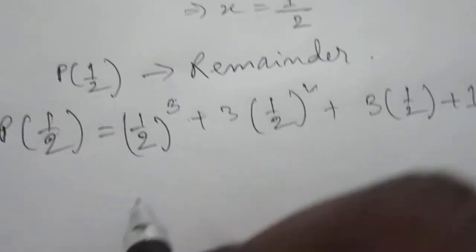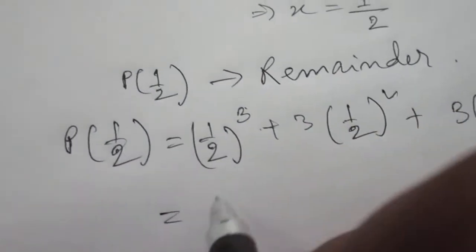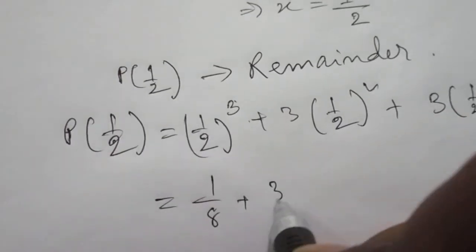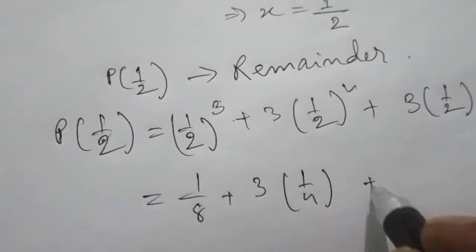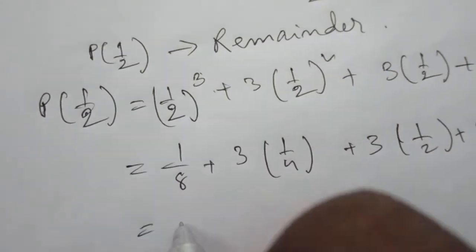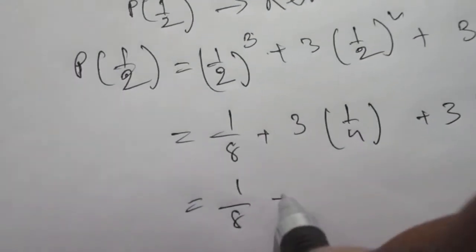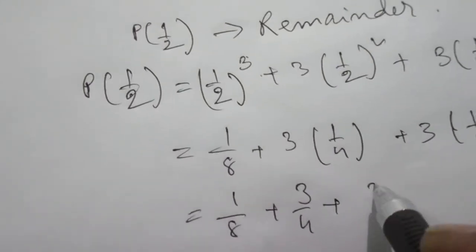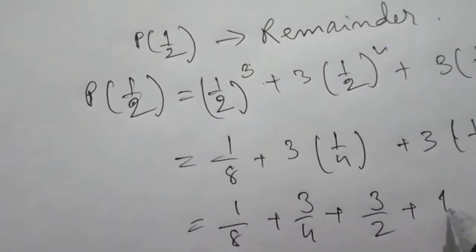So what we get here is 1 by 8 plus 3 into 1 by 4 plus 3 into 1 by 2 plus 1. Okay, so 1 by 8 plus 3 by 4 plus 3 by 2 plus 1.